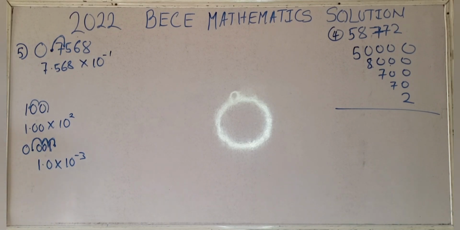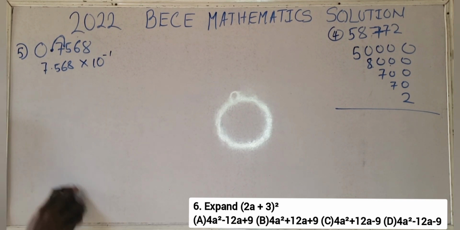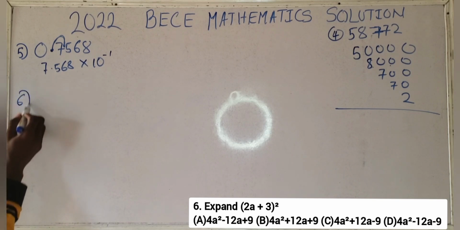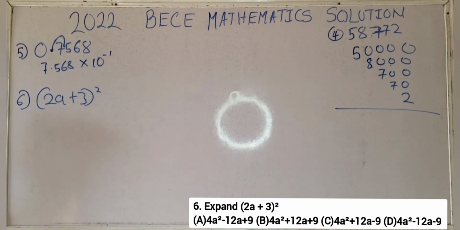Okay. Now let us proceed to question number 6. We are asked to expand 2a plus 3 squared. Question 6. Expand 2a plus 3 squared. Now, how do we expand this bracket?